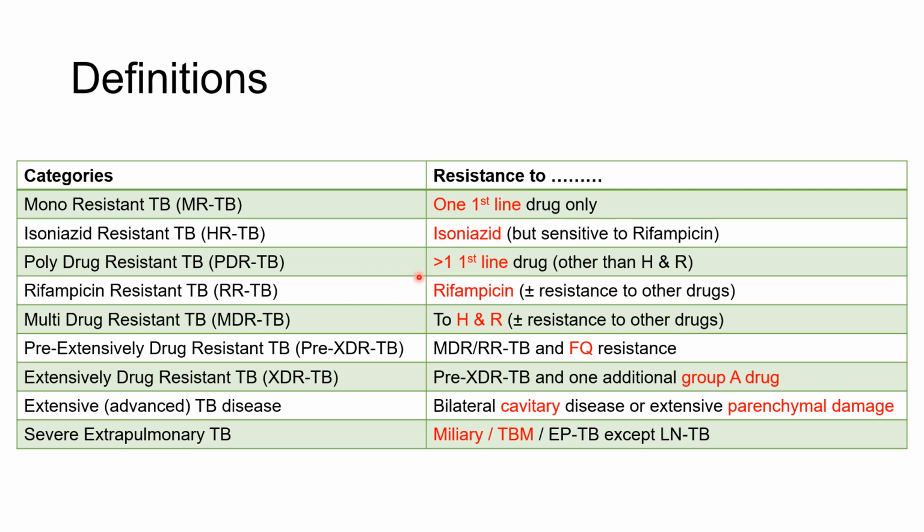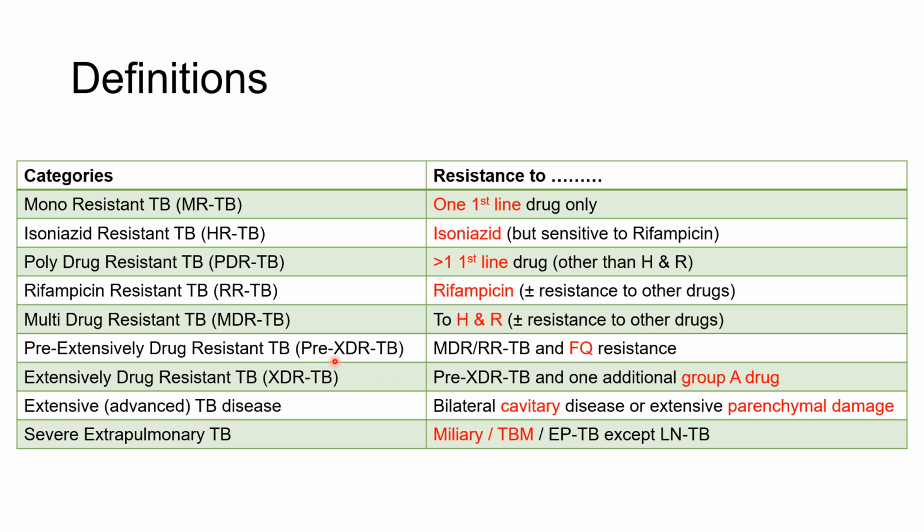What is polydrug resistant tuberculosis? Polydrug resistant tuberculosis means the patient is resistant to more than one first-line drug other than H, that is isoniazid, and rifampicin. That means the other first-line drugs, pyrazinamide, ethambutol, or streptomycin. If the patient is resistant to more than one of these, it is called polydrug resistant. What is rifampicin resistant TB? It is self-explanatory: resistance to rifampicin with or without resistance to other drugs. If rifampicin resistance and isoniazid resistance are both present, it is called multi-drug resistant tuberculosis. It may or may not be associated with resistance to other drugs.